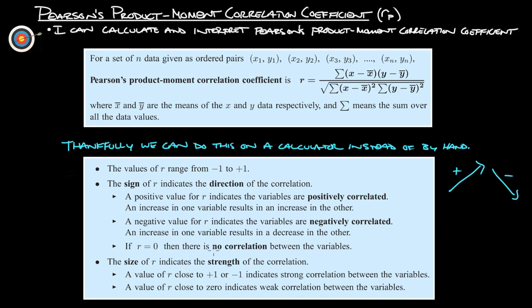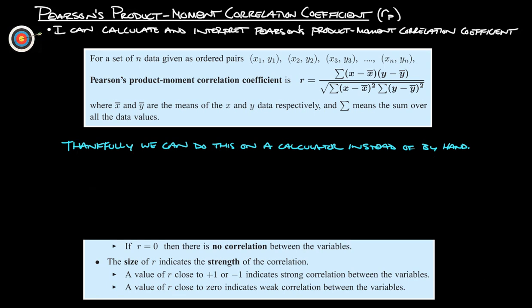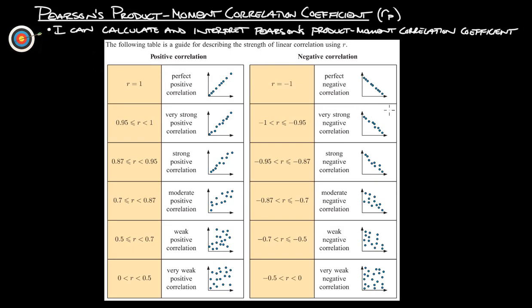Okay? If r equals 0, there's no correlation between the variables. The size of r indicates the strength of the correlation. A value of r close to +1 or -1 indicates a strong correlation, and a value of r close to 0 indicates a weak correlation between the variables. There's a nice little chart here that shows you all of those, and this is in your text.